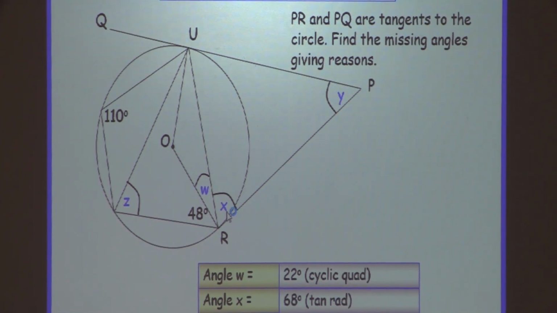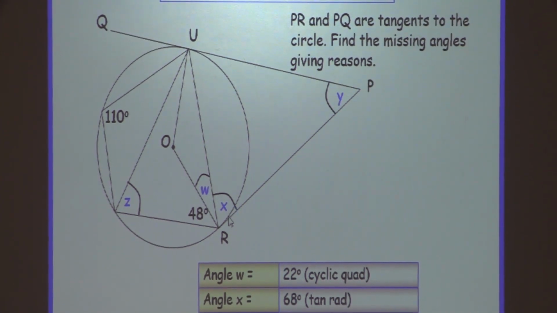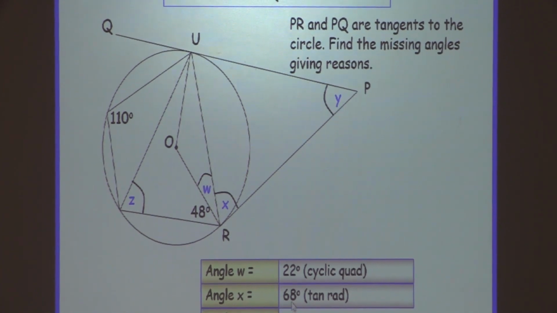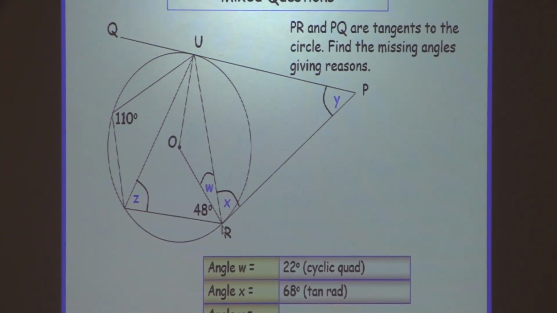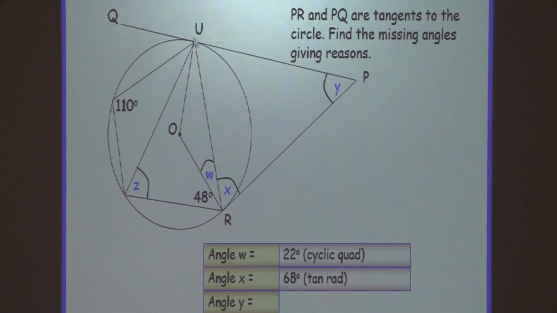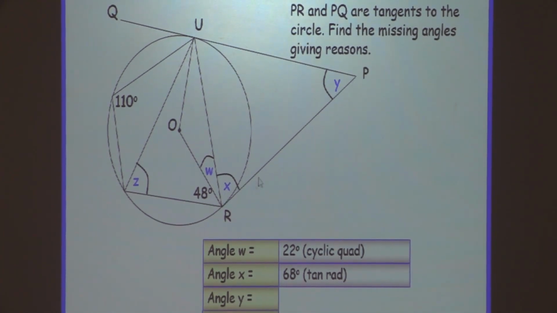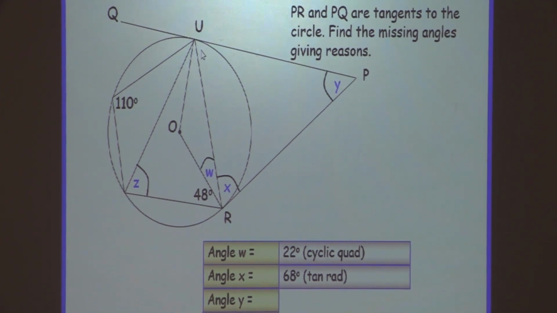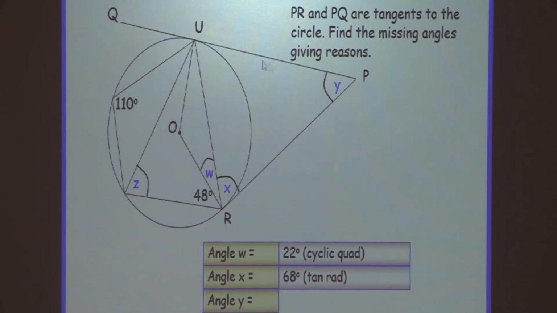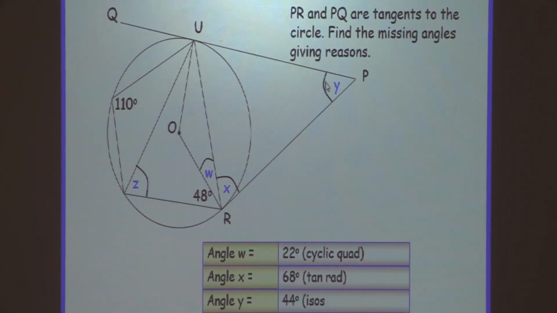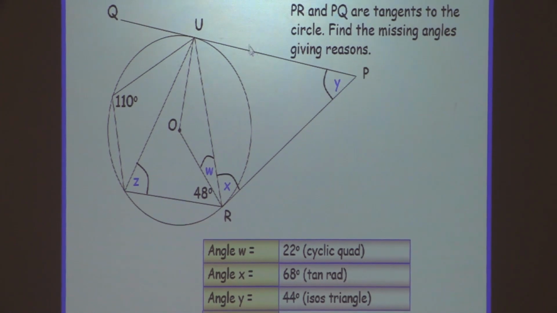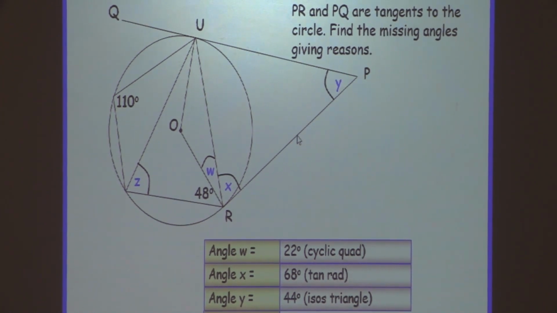Let's look at this next question. I think they should be asking about y. Yes, they're asking about y. We do have our X as 68. Remember, we've got 2 tangents from the same point, which is point P. If this is equal to this, so x will also be the same as x there. So if this is 68, we've got 68 plus 68 plus y, those three must give us 180. So the value of y in this particular case will be 44, because we've got an isosceles triangle.